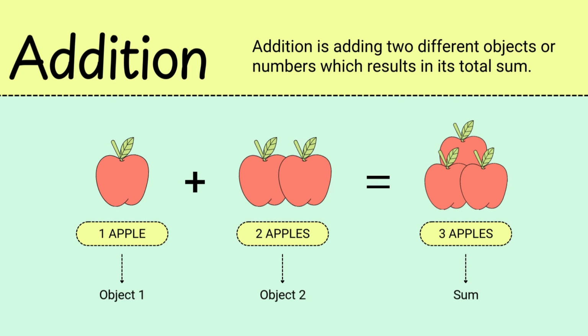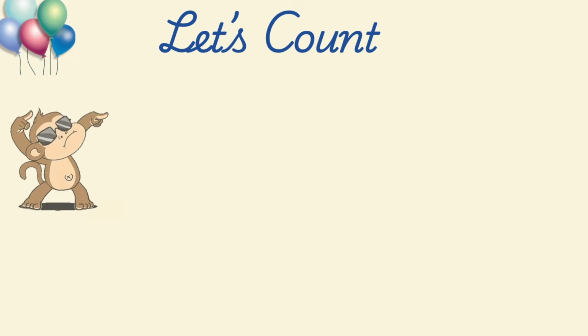Addition is adding two different objects or numbers which results in its total sum. Here is an example. 1 apple plus 2 apples equal to 3 apples. So the sum of 1 apple and 2 apples are 3 apples.